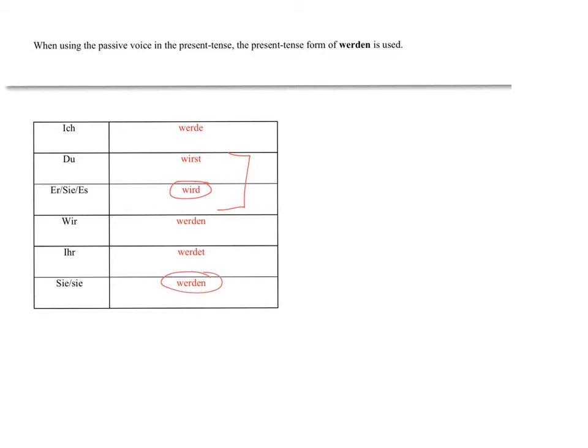So for the most part, you're going to use the er/sie/es and the sie plural form, but the ich form can still be used. For example, if you want to use ich werde, and here's one of your vocab words, schützen as geschützt, the past tense. So ich werde geschützt, I am being protected. Du wirst geholfen, so past tense of helfen. You are being helped.